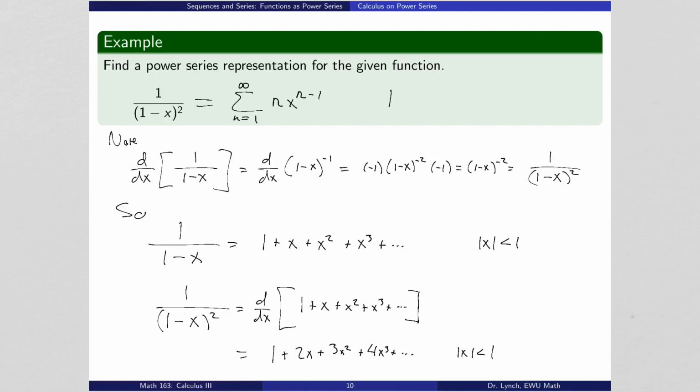All right, hope you've enjoyed this video on functions as power series. As we expand our ability to express more functions as power series, we'll be able to make use of this replacement technique.